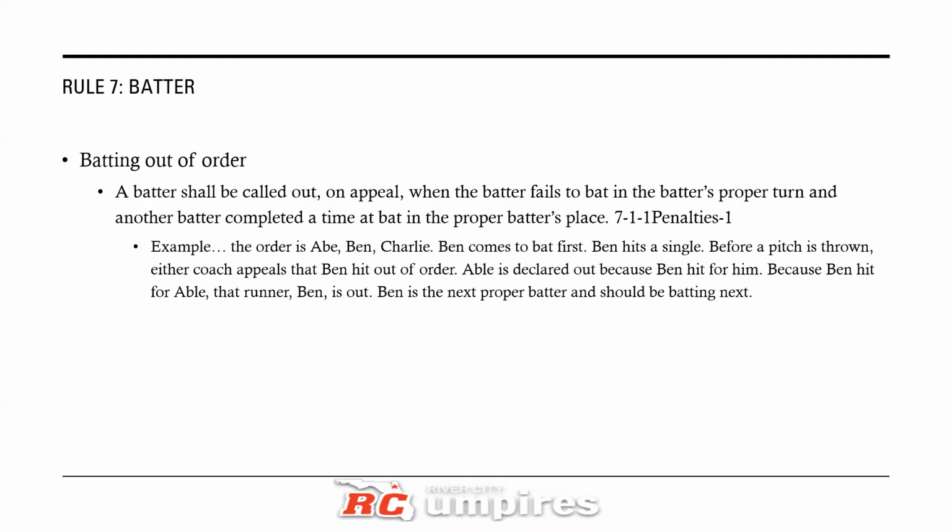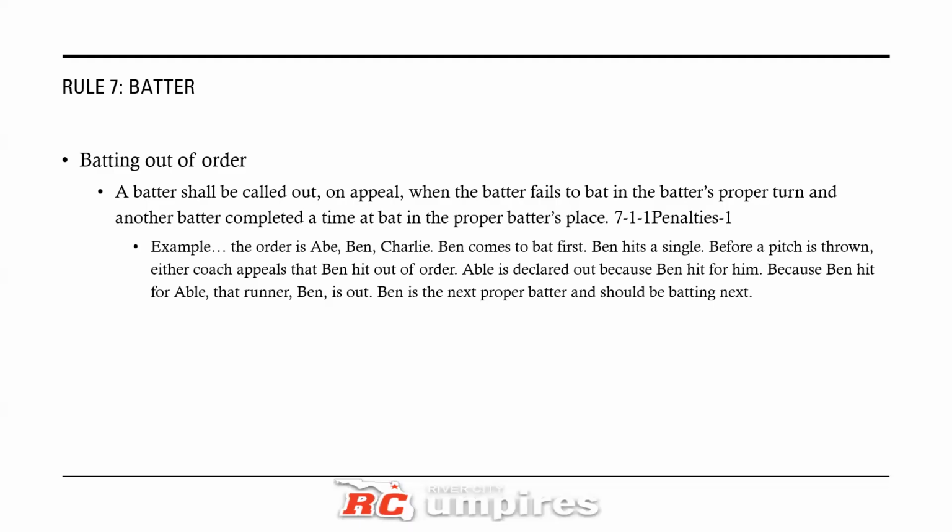Okay. So now we have an out, and you're going to take that runner off the base because he's out. Because Ben hit for Abe, Ben is out. However, Abe was the proper batter. Ben is now the next proper batter and should be hitting next. Okay. So Abe's spot in the lineup gets an out. Who hits after Abe? Ben. Ben is at bat. It doesn't matter that Ben just hit for Abe. It could have been Steve hit for Abe. Ben hits after Abe. He comes back and hits again.